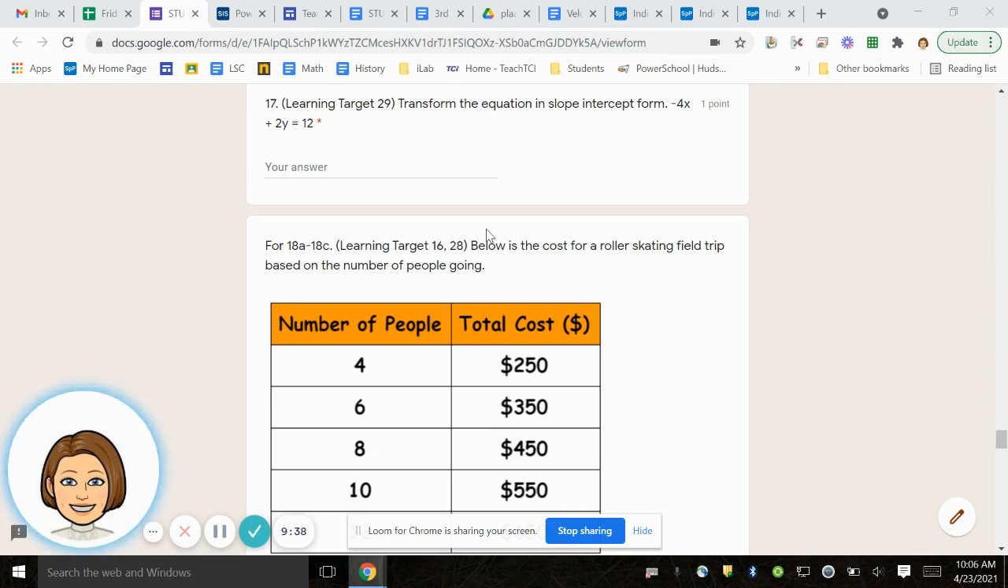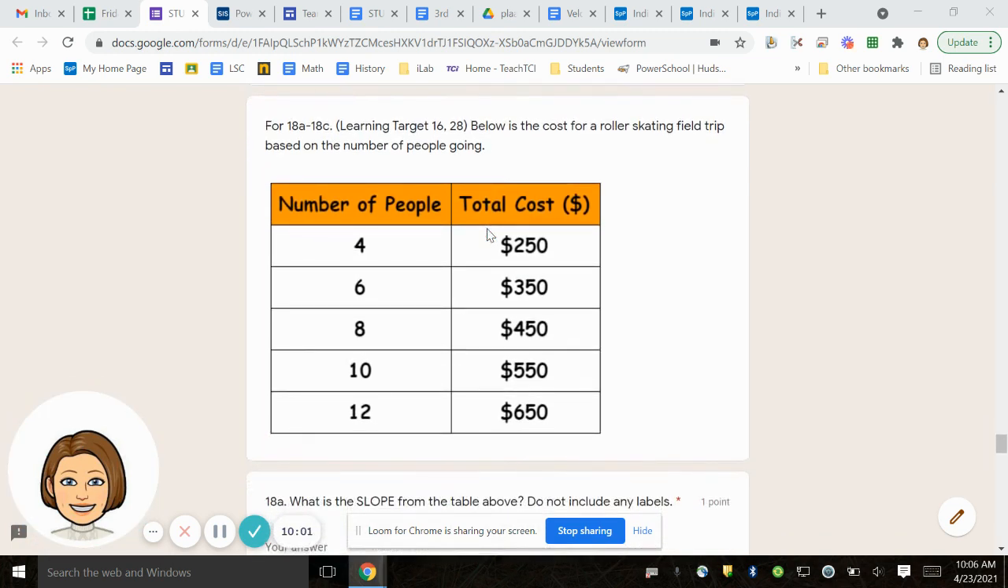Number 17, transform the equation in slope-intercept form. Transform this equation: negative 4x plus 2y equals 12. It should look something like y equals mx plus b in that form. Transform it. Make sure your work is shown on your work document.